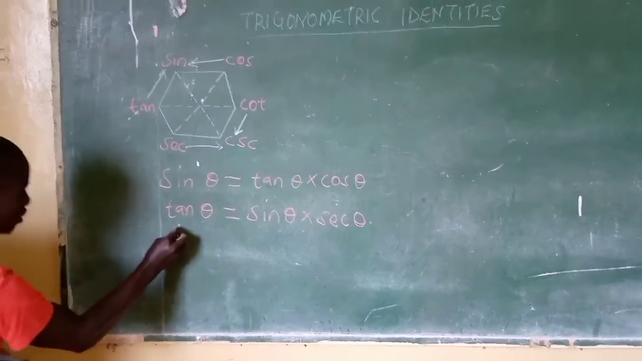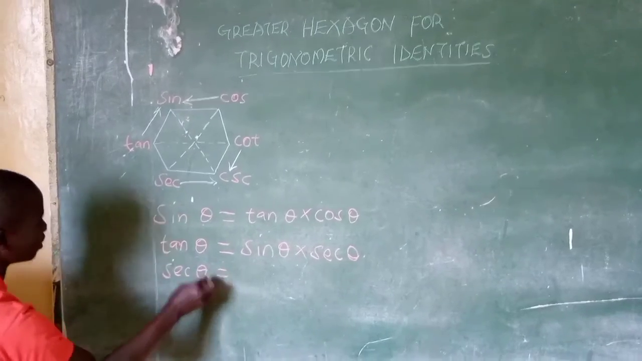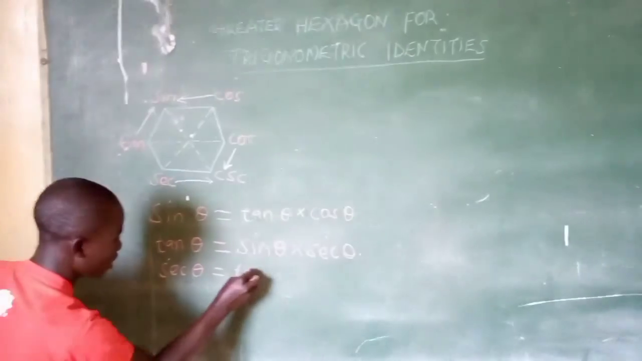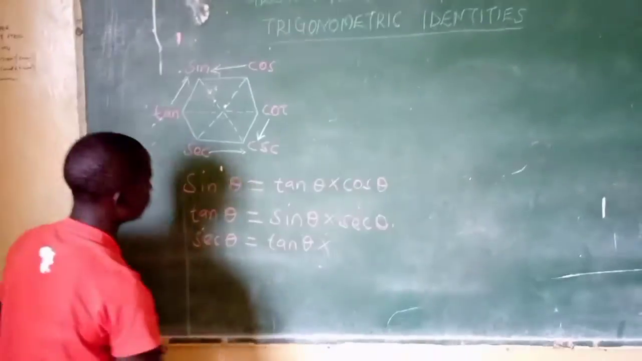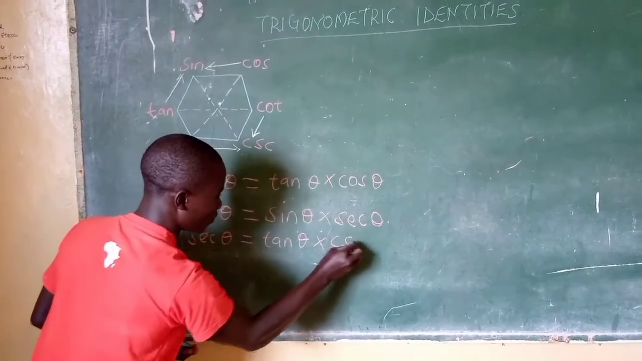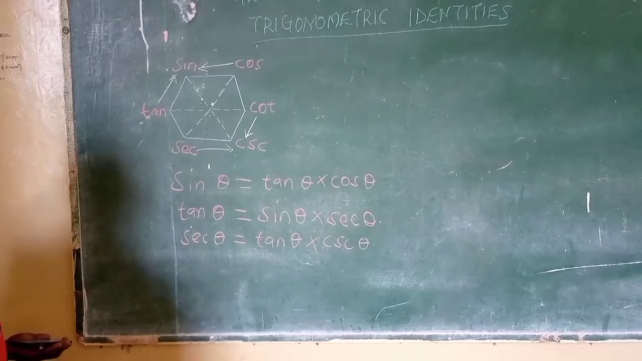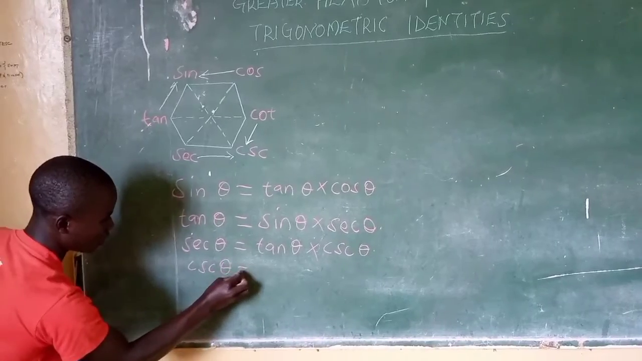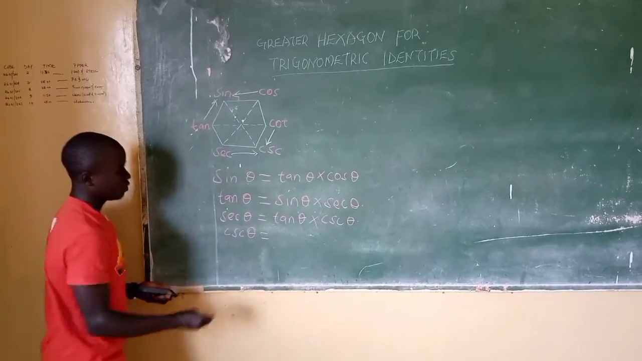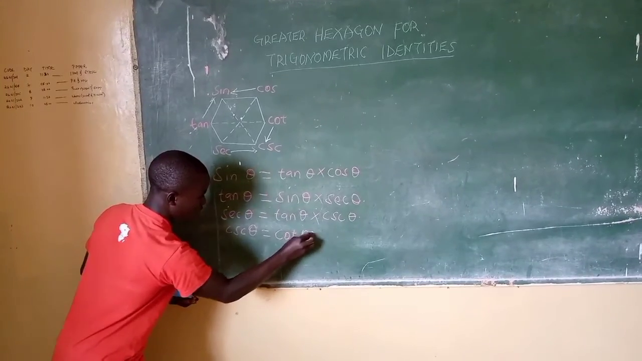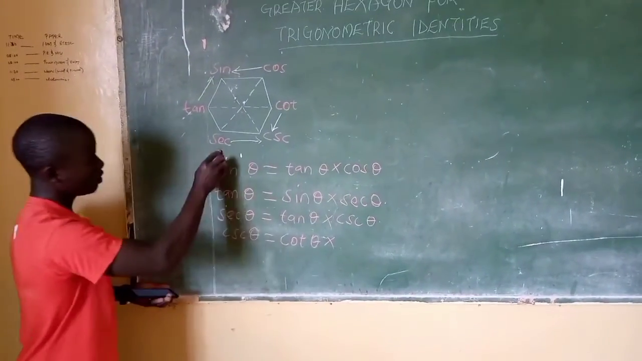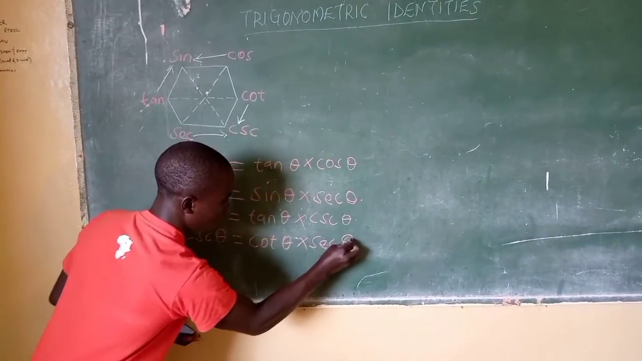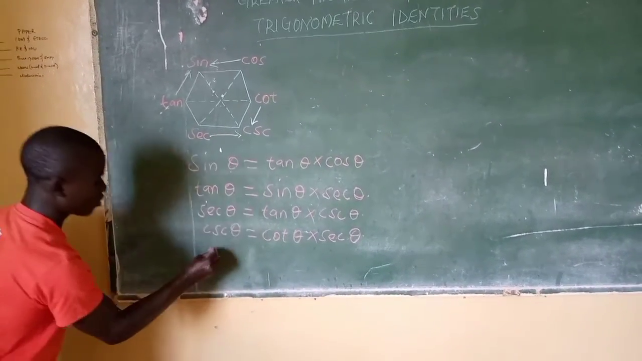Then secant of theta is given by tan multiplied by the cosecant. The tan of that angle multiplied by the cosecant of the very angle. Next is the cosecant of theta, given by the cotangent of theta multiplied by the secant of theta.